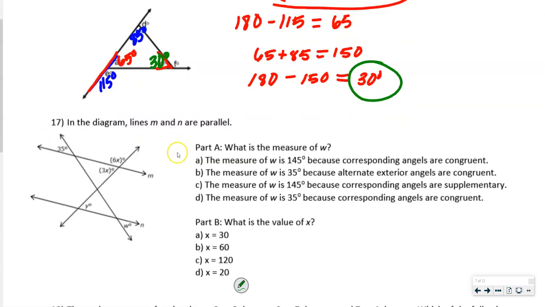All right, in this next one, it says in the diagram, lines M and N are parallel. So I'm going to draw some parallel symbols on those lines, okay? And then it says, what is the measure of W? So we're trying to find something that is, let me move that out a little more.